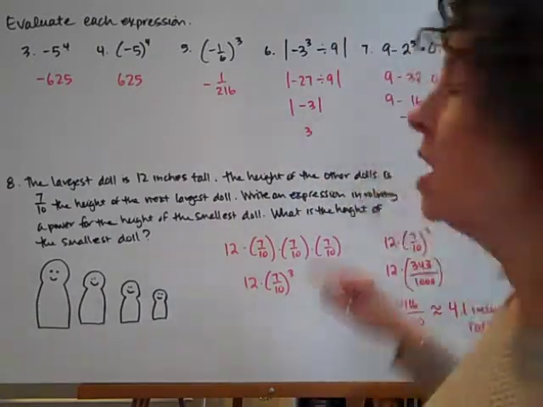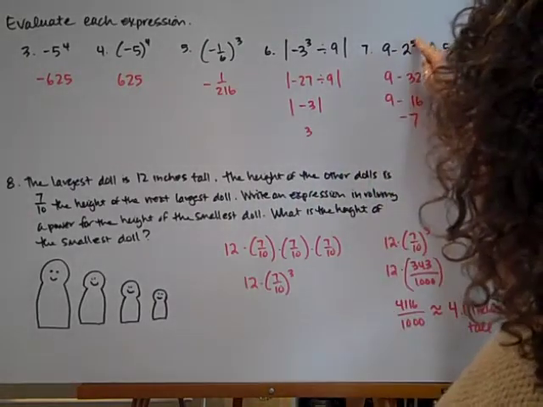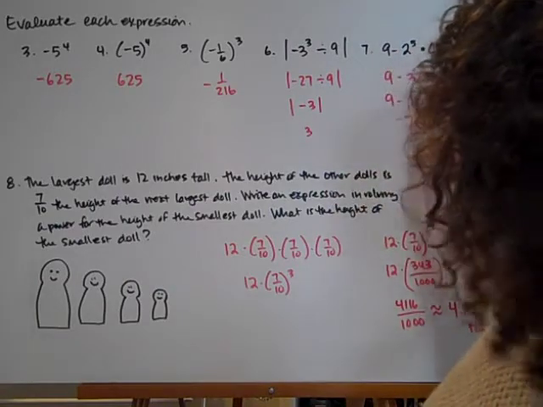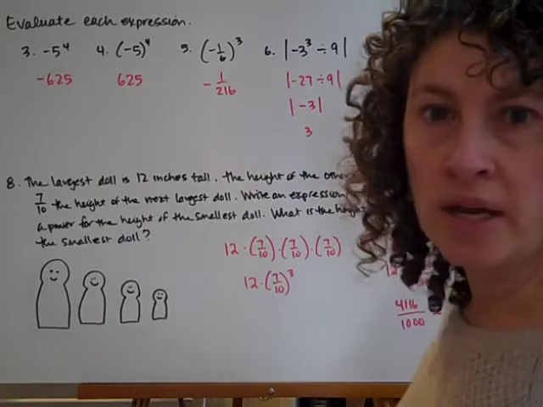And my last one here, 9 minus 2 to the fifth power times 5/10. So I'm going to do my exponents first. 2 to the fifth power is 32. Next I'm going to multiply. 32 times 5/10 is 16. And I'm going to finish up by subtracting, and we come up with -7.